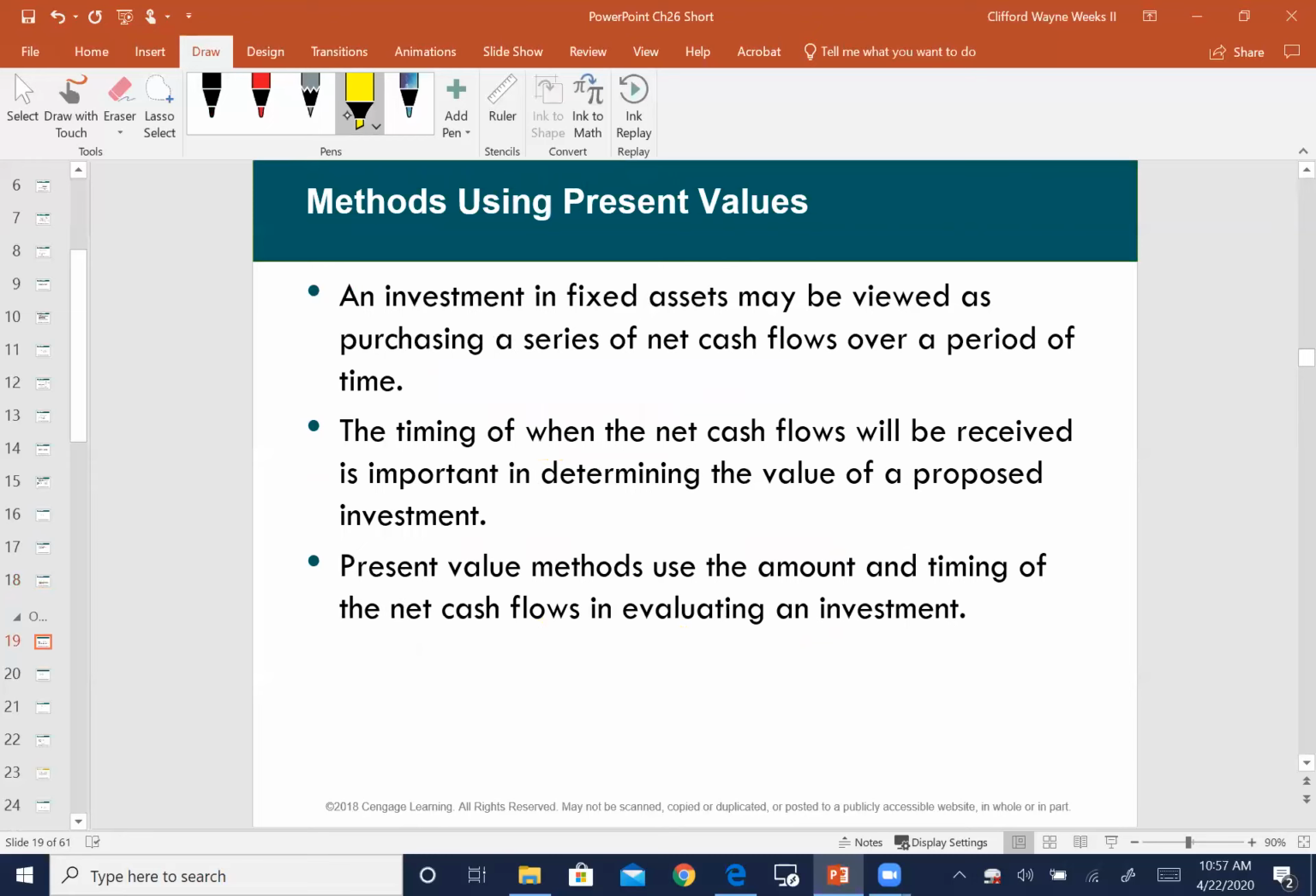All right, so moving on. Methods that do use present value, if you remember, include the net present value method. It's even embedded in the name. And there's the internal rate of return. An investment in a fixed asset may be viewed as purchasing a series of net cash flows over a period of time. The time of when the net cash flows will be received is important in determining the value of a proposed investment. Present value methods use the amount and timing of net cash flows in evaluating the investment.